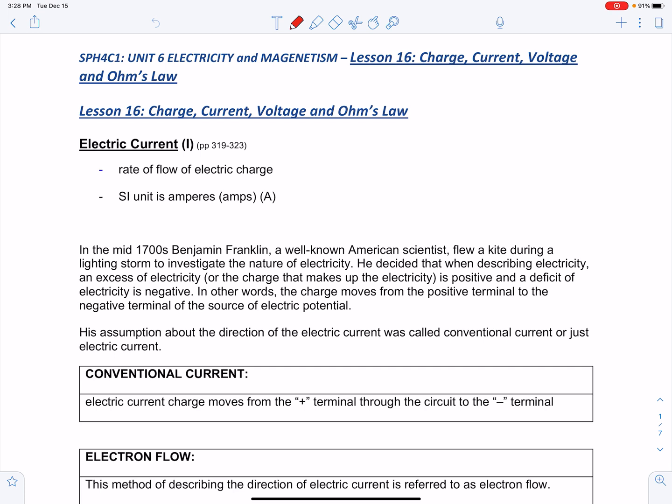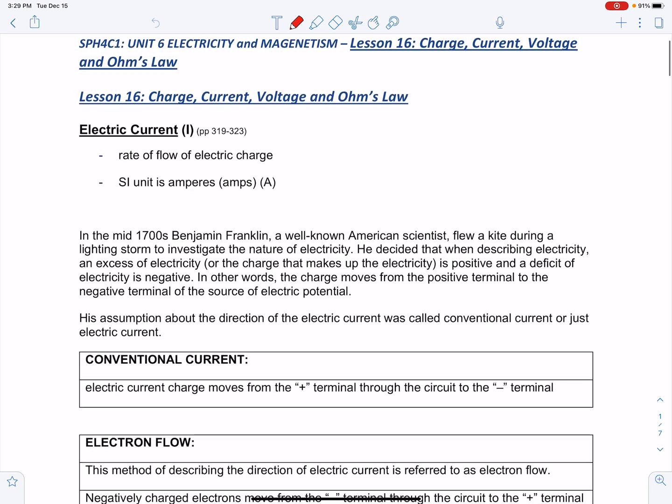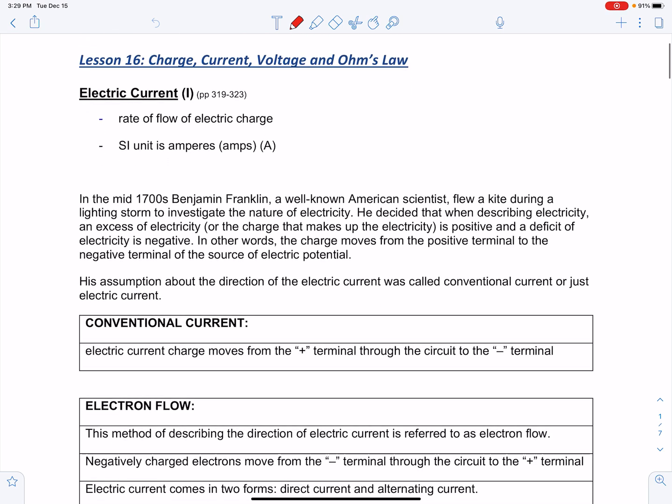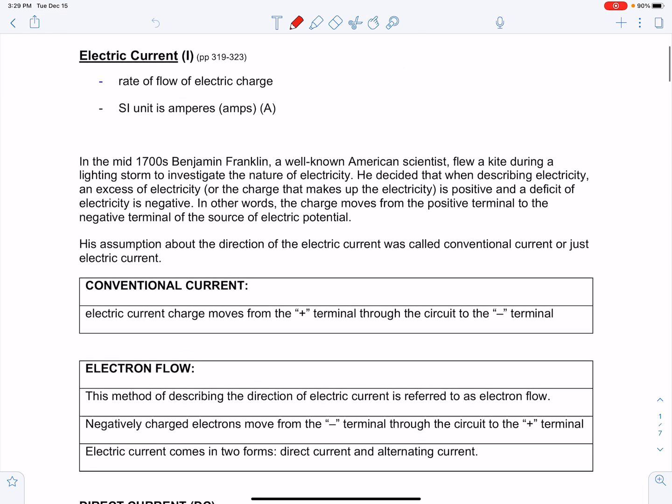Electric current is given the symbol capital I. For further reading on this information, visit your reference textbook in the content library, pages 319 to 323. Electric current is defined as the rate of flow of electric charge, and the SI unit is the ampere, amps for short, and the symbol is capital A.